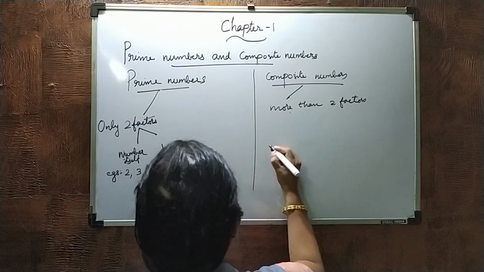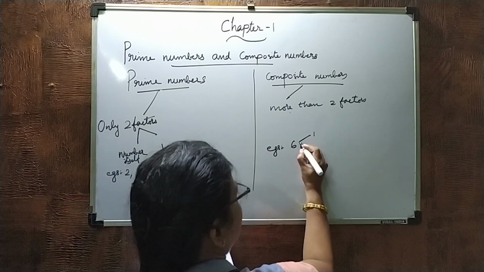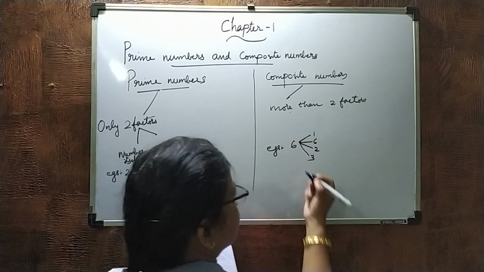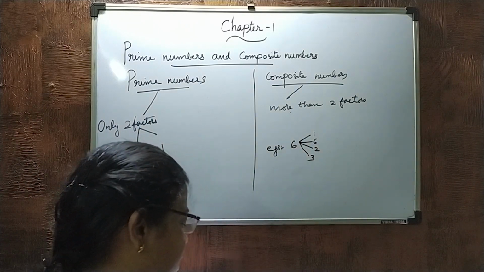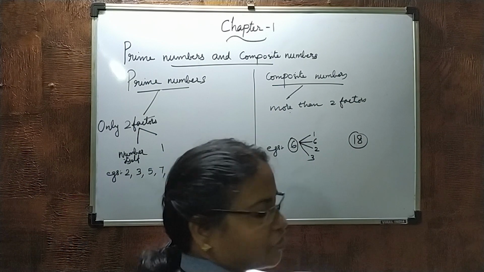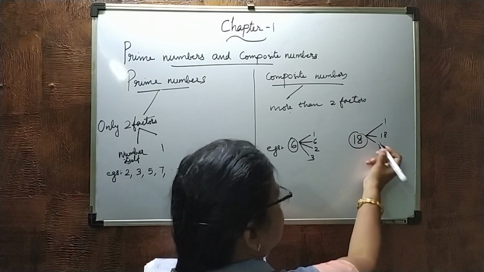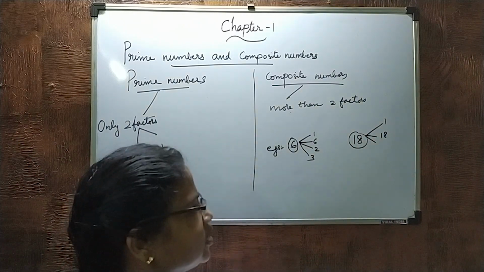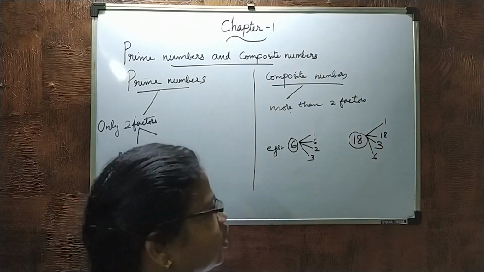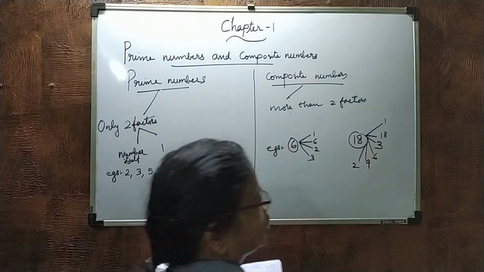Suppose the example is 6. 1 and 6 are factors. Then again 2 and 3 are also factors. Then again 18. Which are the factors of 18? 1 into 18 is 18. Then any other numbers you multiply to get 18? 3 into 6 gives 18. Again, will you get 18? The factors 9 and 2 also give 18.